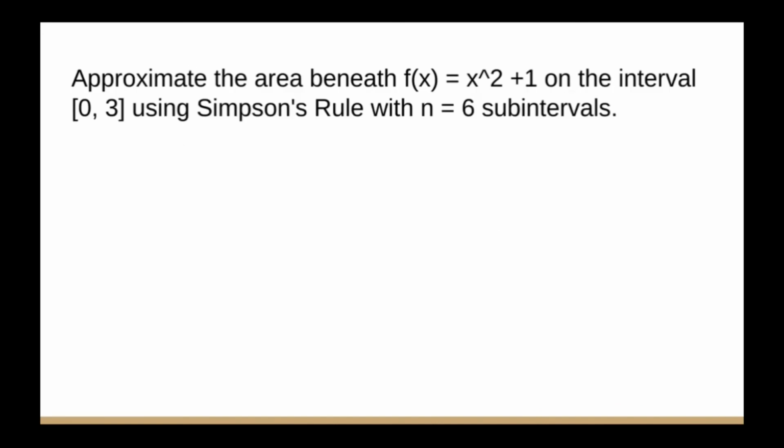Here is our example for Simpson's rule. Approximate the area beneath f of x equals x squared plus 1 on the interval 0 to 3 using Simpson's rule with n equals 6 subintervals. So the integral from 0 to 3 of x squared plus 1 dx. We get delta x equals 3 minus 0 over 6, which is 1/2.